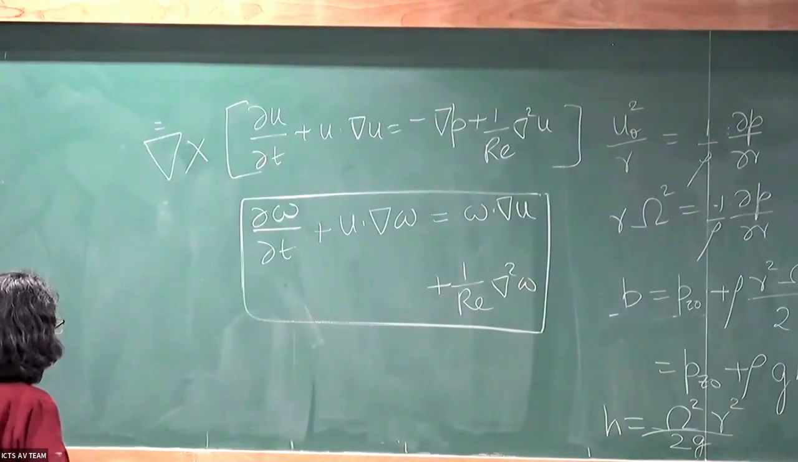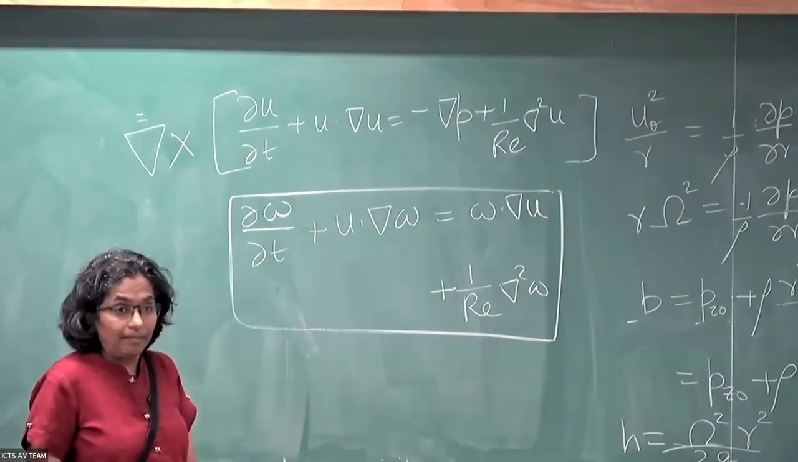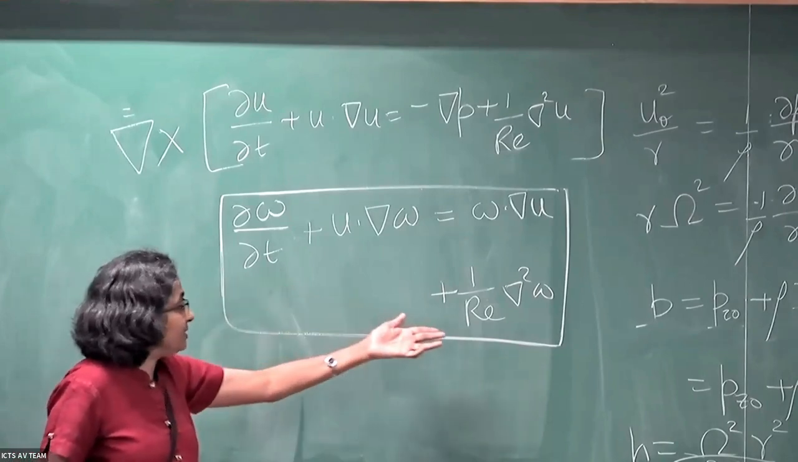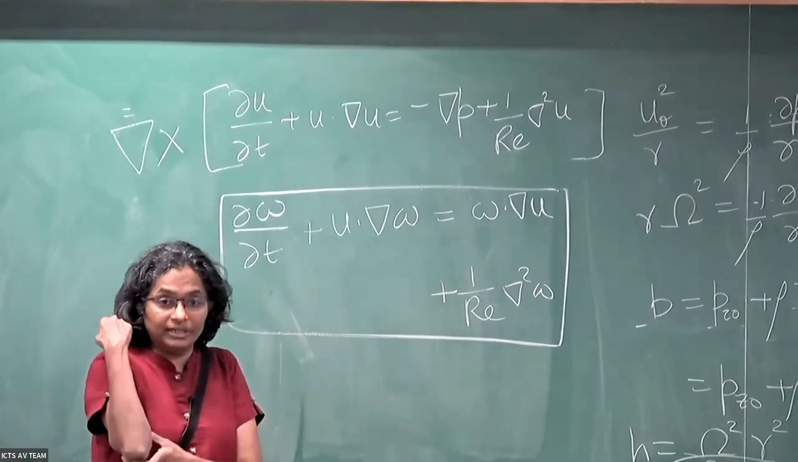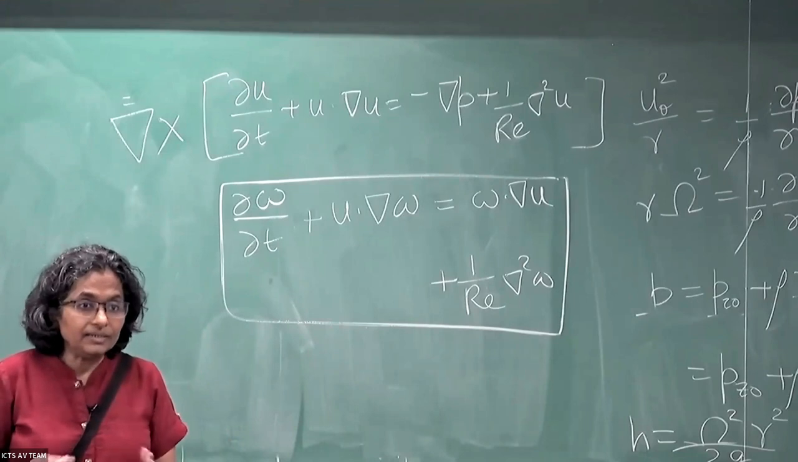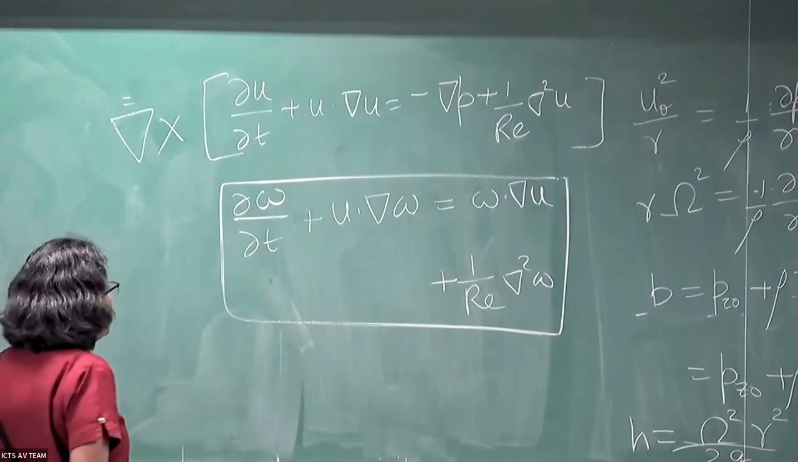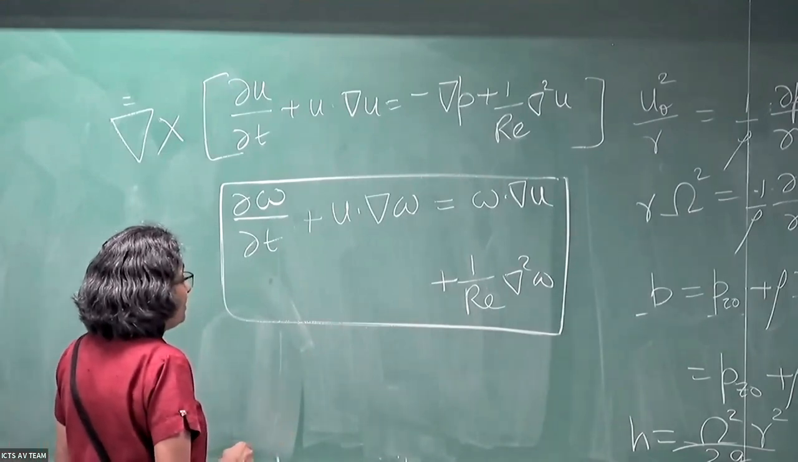So if I follow vorticity, this is what happens. And you can see that there is a viscous term which can kill off vorticity. It can slowly diffuse out vorticity. So we'll see what happens to this.